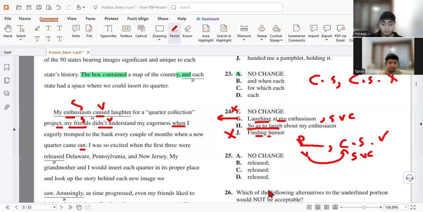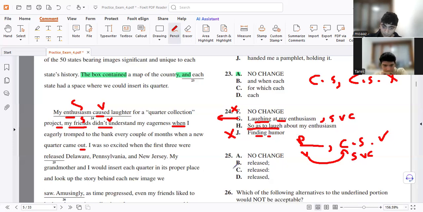24, I put A. No, my friend, read again. D. No, read again. C. You were released Delaware, Pennsylvania. I'll say C. You make it letter C.